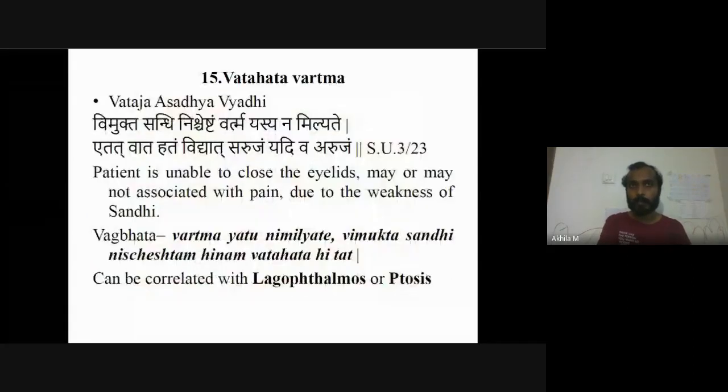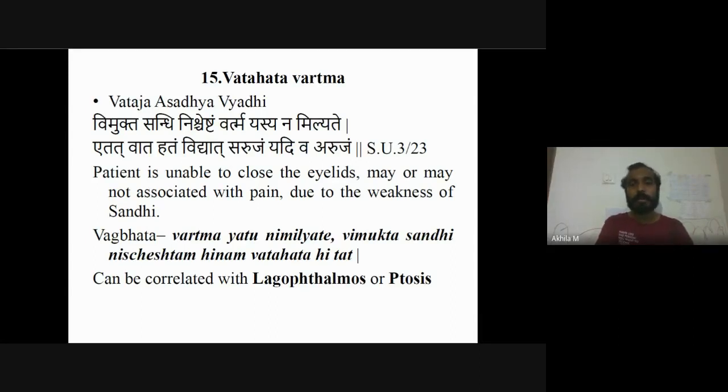Then come to vatahata vartma. From the name itself, you will get an idea. It is a vataja disorder, a vataja asadhya vyadhi, according to Sushruta and Vagbhata. How does Acharya Vagbhata describe vatahata vartma? Vimukta sandhin nischeshtam heenam vatahatam hitam. Due to vitiated vata, the movements are restricted. The patient cannot move the eyelid properly.